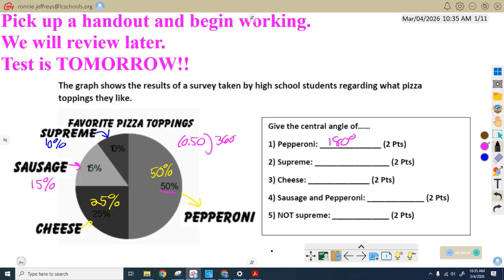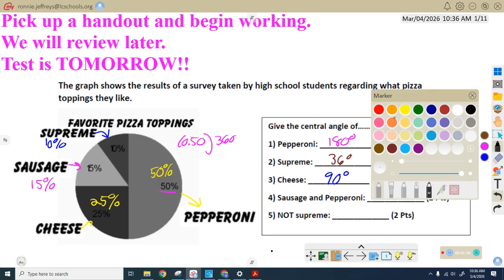So, number 2, for the supreme, this would be 0.10 times 360. This would be 36 degrees. Then 0.25 times 360. If half is 180, 25 percent is half of that, so this would be 90 degrees.